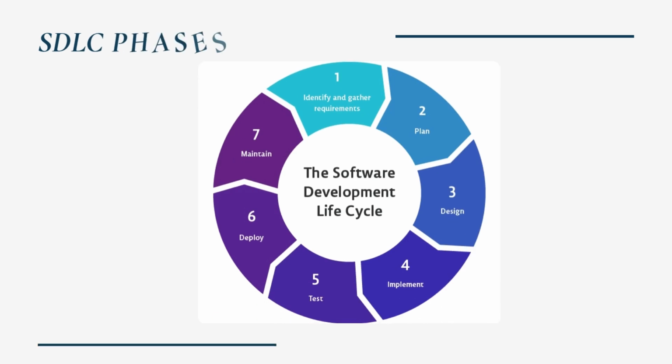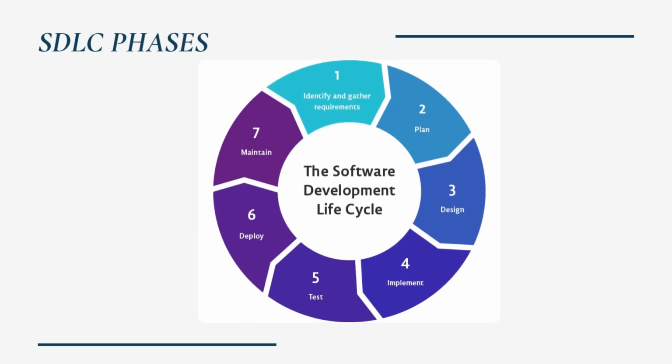Now, let's look at the main phases of SDLC. There are usually seven phases, that is, requirement gathering, planning, designing, implementation or development phase, testing, deployment, and finally maintenance. I'll explain each of them in the next slide.